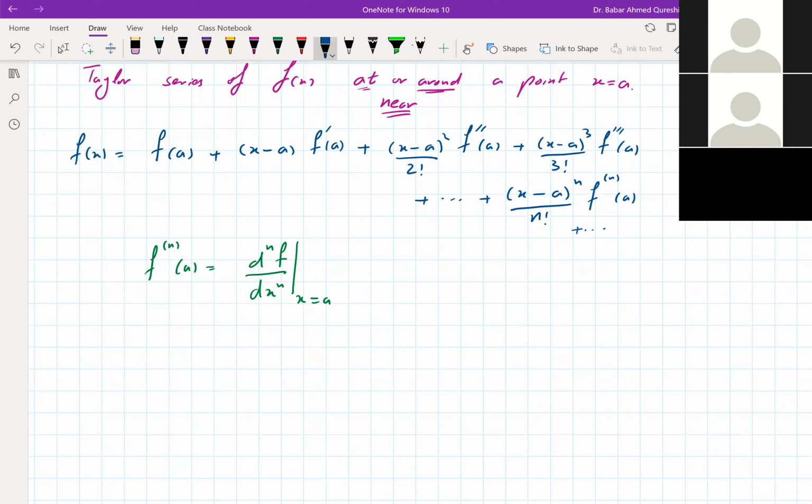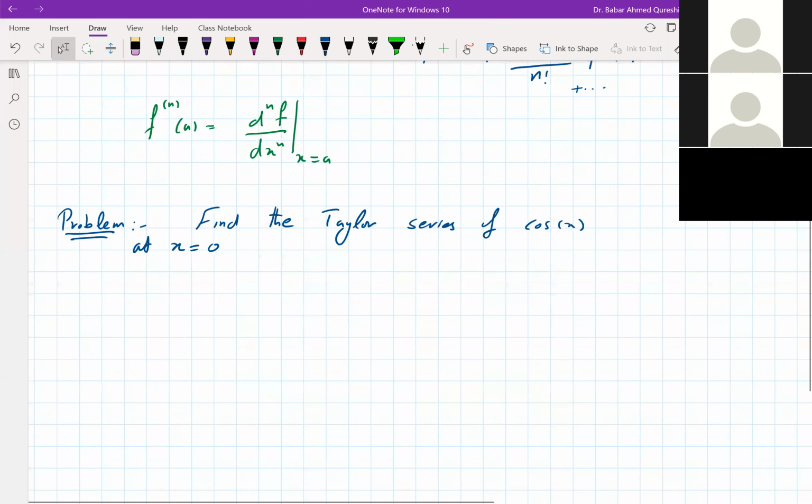So we had done many examples of it. Let me do another example. Let's take it as a problem. Find the Taylor series. We hadn't done it in class. We had done it for the sine of cosine of x at x is equal to 0. So all you need is, so this is the solution.